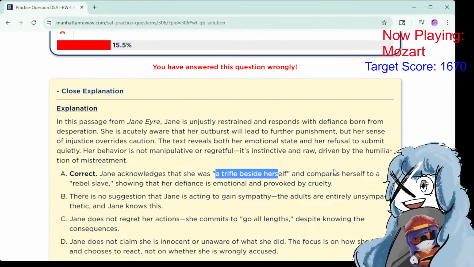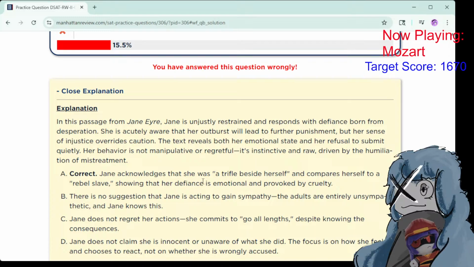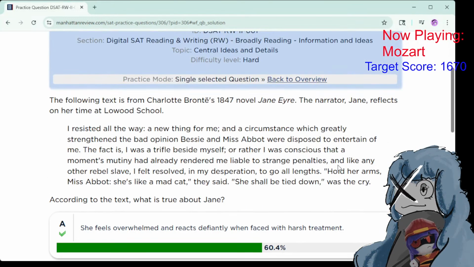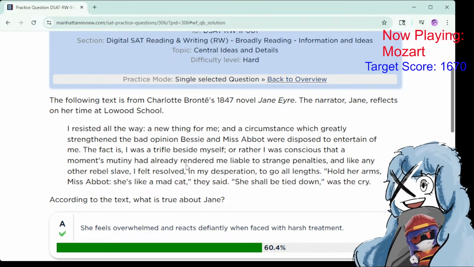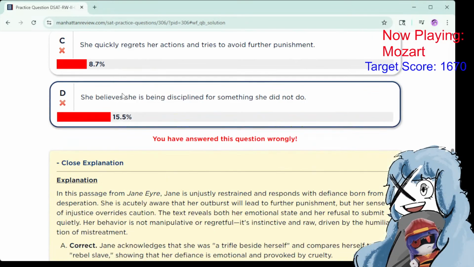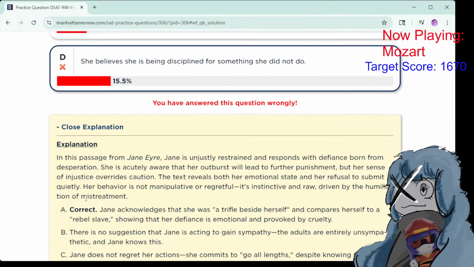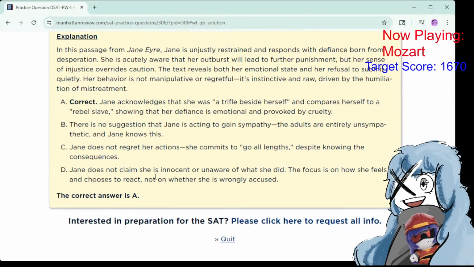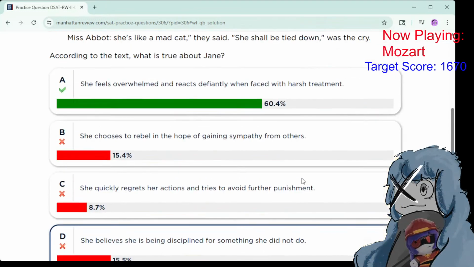A trifle beside herself, compares herself to a rebel slave, showing... compares herself. She's like any other rebel slave. So she is a rebel slave. She's not comparing herself to a rebel slave. She is a rebel slave. Showing that her defiance is emotional, provoked by cruelty. Yeah, it does not claim she isn't what she did.